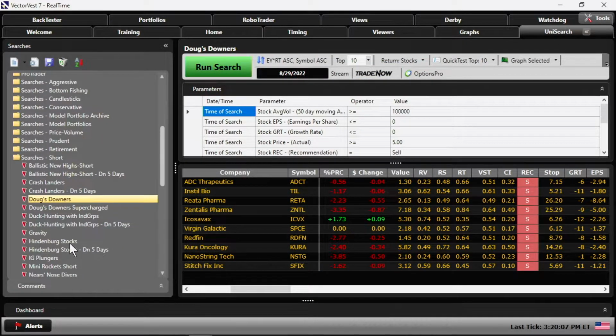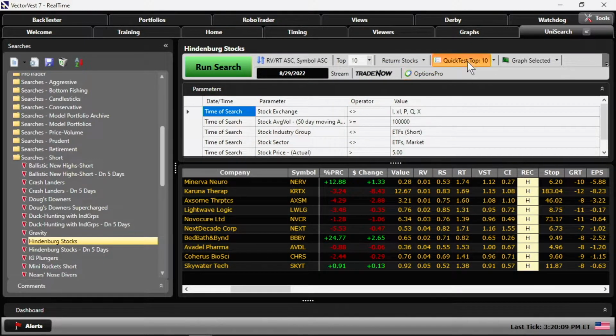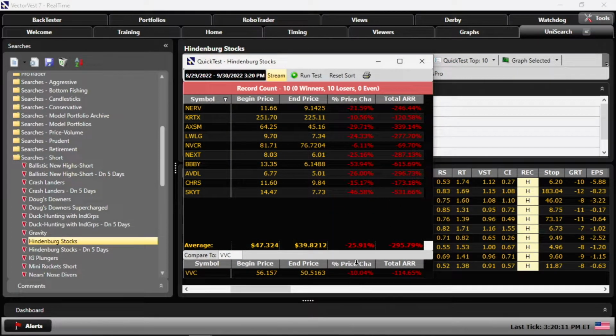Where's Hindenburg? Hey, best yet, look at that sucker. Man, I can really not read that. You guys are having no trouble at home. Believe me when I say I could barely see it. But I think it says 25.91%, and if we're short, it's actually gain versus loss. And look at the massive amount of winners here and good percentages across the board.